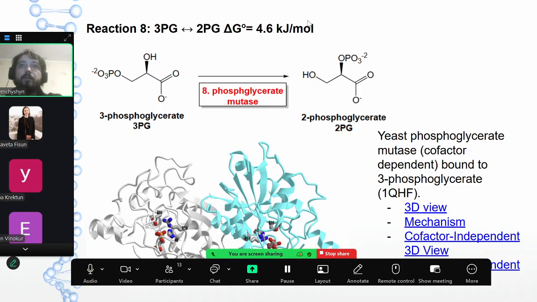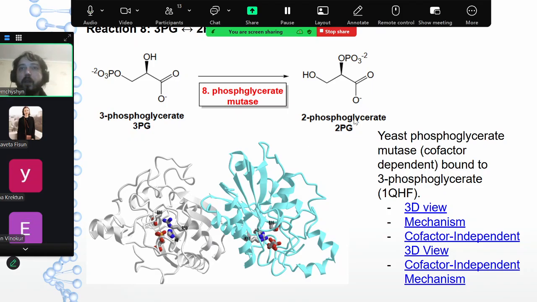Reaction 8. You see it's a little bit positive, delta G naught, but once again, everything up to 3 kilojoules per mole, that's nothing, you can approximate with 0. This one, you might guess that if you keep the concentration of your product low, it will still go forward. We had that in reaction 4, and the reaction went forward just at the expense of low product concentration.